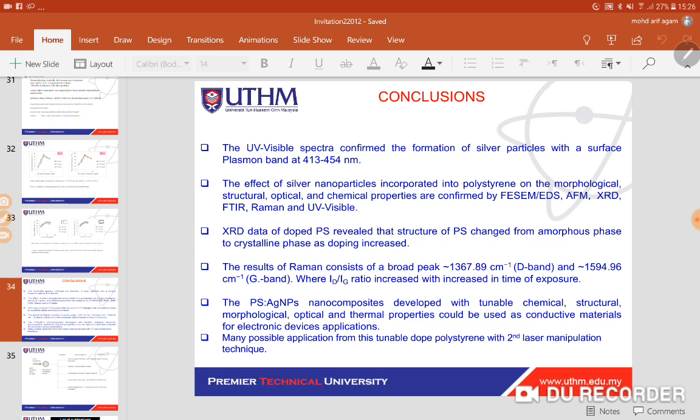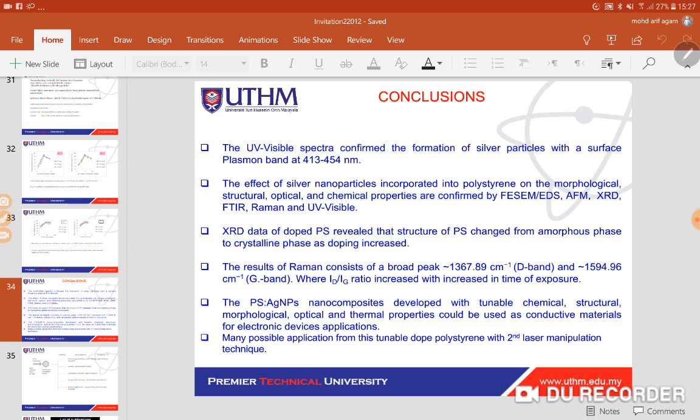data prove that the polystyrene transforms into various materials yet unknown to us. As far as we know, it can become diamond-like carbon during longer exposures. And for the Raman spectroscopy, we confirm that the D band and G band ratio, ID over IG ratio, is nearly about one, showing it has become diamond-like carbon. So it's very interesting.